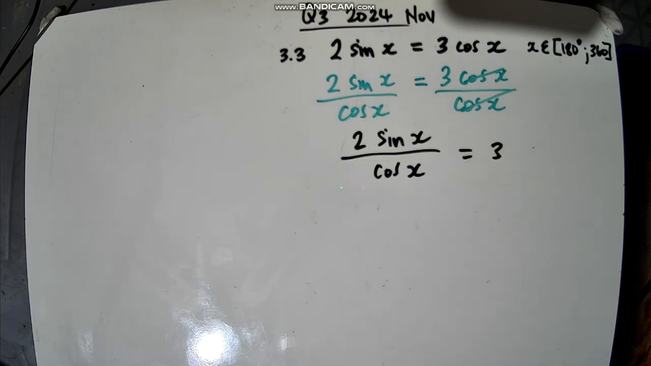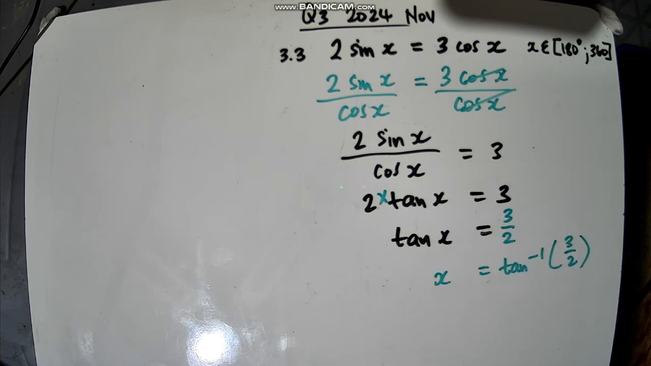And then having the trig identities, what is sine x over cos x? It's tan, isn't it? Now we have 2 times tan x, divide both sides by 2, and then we're going to move tan to the minus 1 over. Punch in our calculator. What do we get? We get 56,31. But this is a quadrant 1 answer.